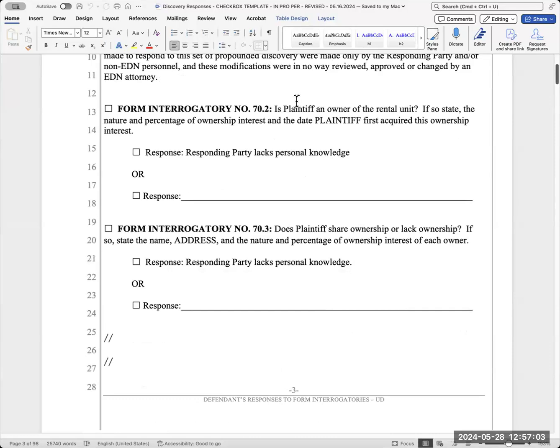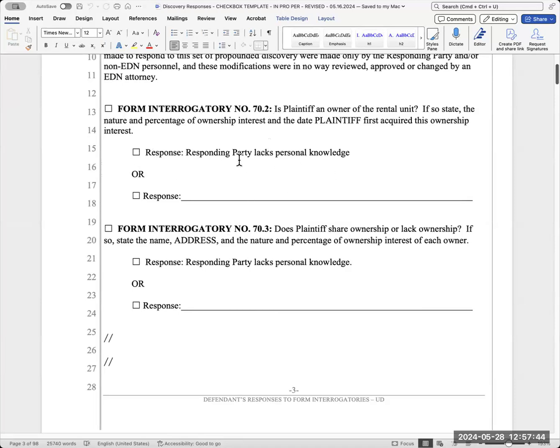70.2 is asking, is plaintiff an owner of the rental unit? If so, state the nature and percentage ownership interest and the date the plaintiff first acquired this ownership interest. Now, it's important to be 100% honest in your responses, because very often we think, oh, I think this is true, right? And people just say, yes, but do you know for sure? Have you seen something tangible to back that up? Because if you're not sure, then you should put in a response like this one: responding party lacks personal knowledge.